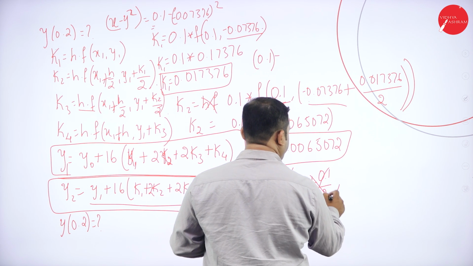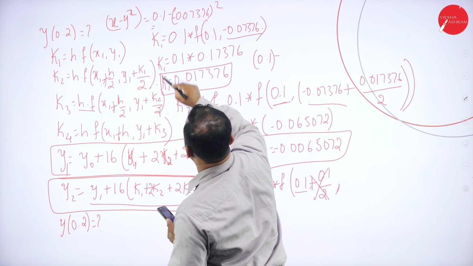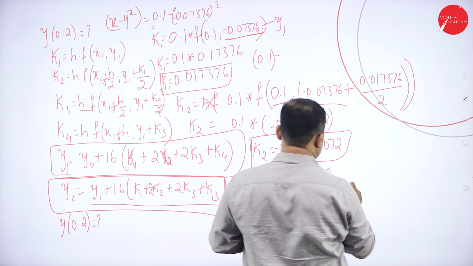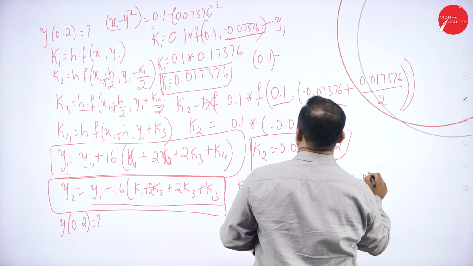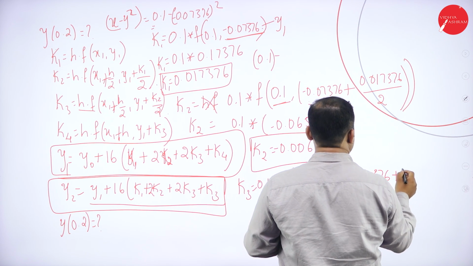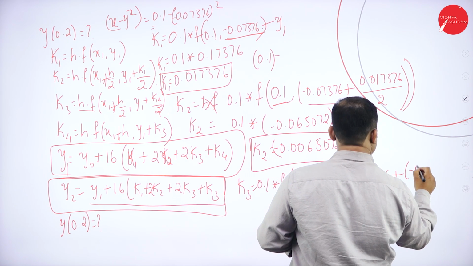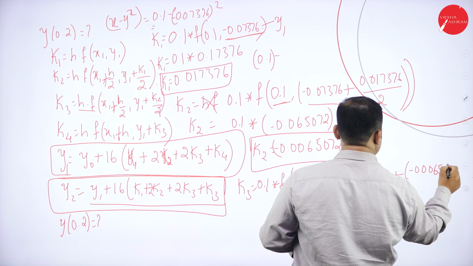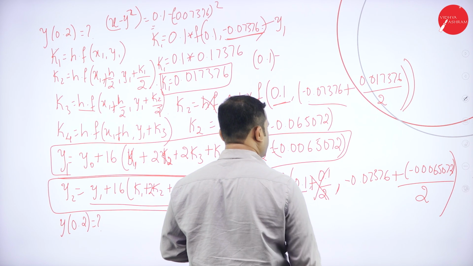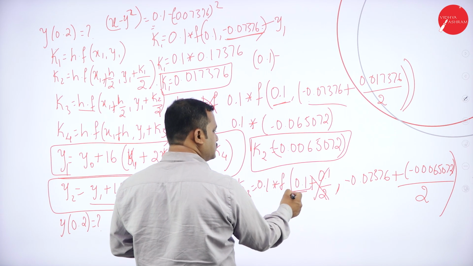y is equal to, we have obtained here. What is the value of y? That is this term. This is the value of y1, that is minus 0.07376 plus k2 by 2. What is the value of k2 we have obtained here? That is this term, plus of minus 0.0065072 divided by 2, that is this term. If I do this operation, what is the value I'm getting?